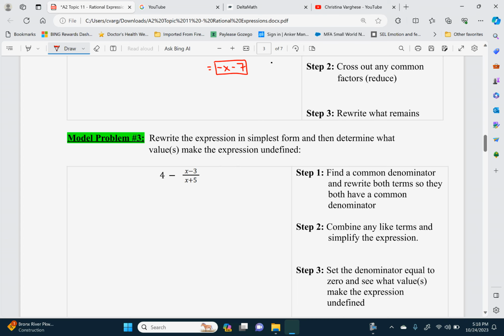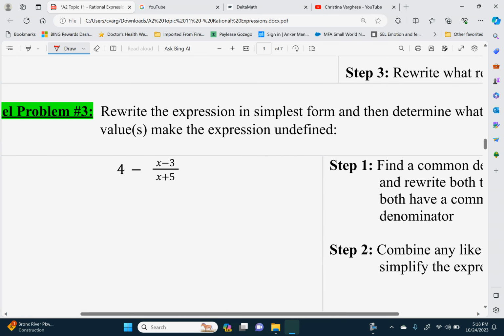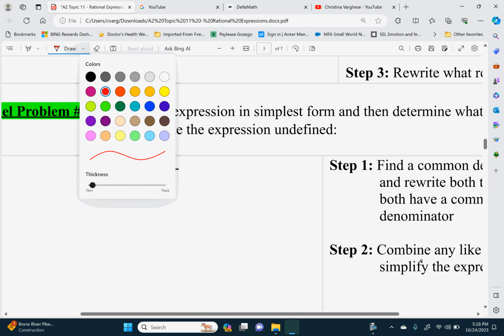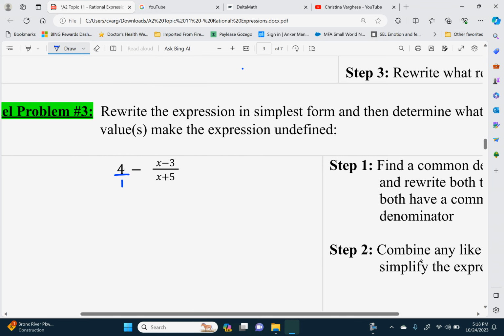Model problem number 3. Rewrite in simplest form, then determine what values make the expression undefined. So in simplest form, the first thing we're going to do is find a common denominator here. If there's no denominator right here, there's an imaginary 1. We kind of just talked about that, right? To get our denominators to be the same, we're going to multiply this by x plus 5. Whatever you do to the bottom, you do to the top. x plus 5. And so now on the bottom, we're going to have x plus 5. And on the top, we have 4 times x is 4x, 4 times 5 is 20.